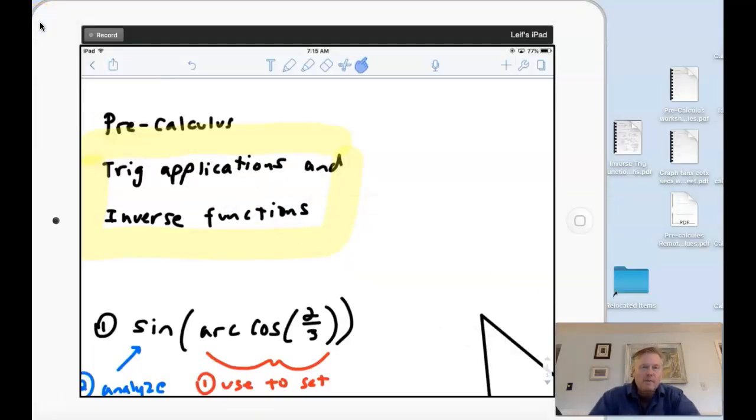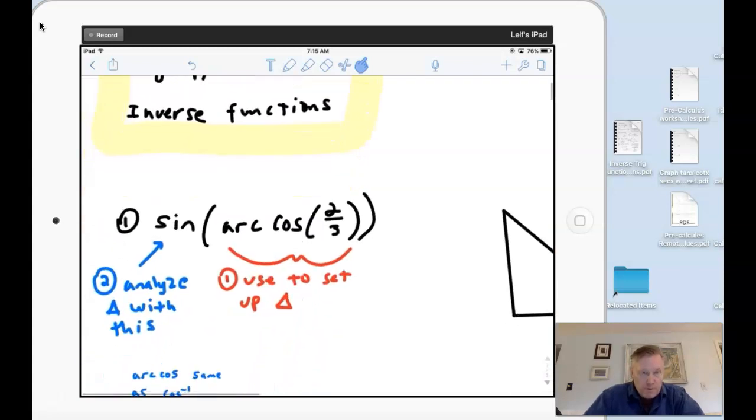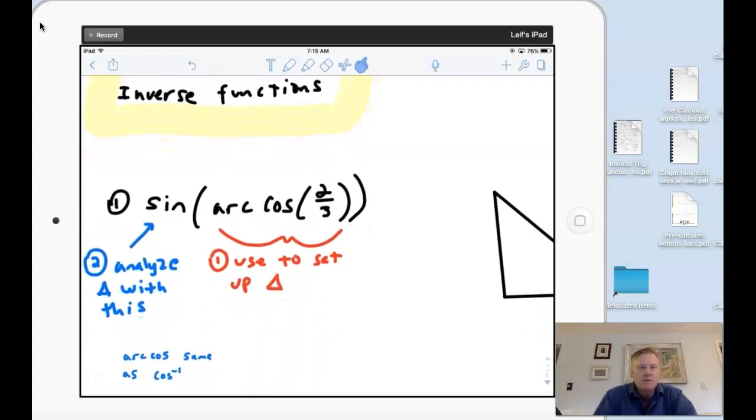Okay, hi there. Today, for pre-calculus, I'm going to be teaching about the trig applications and inverse functions. First thing is I'm going to be tackling a lot of problems just like this one: the sine of the arc cosine of 2/3.